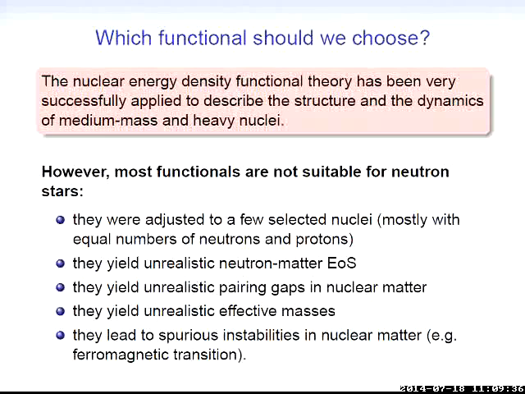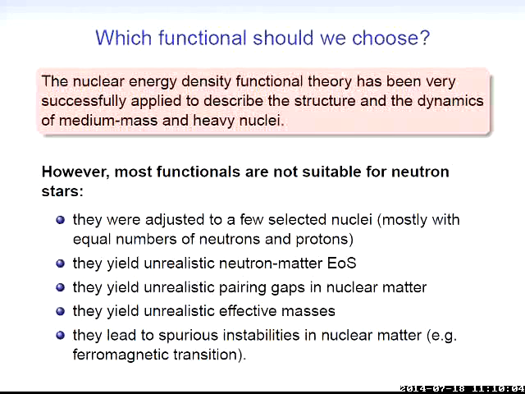So most of them were just fitted to very few nuclei, like oxygen, lead, just a few nuclei, and with equal numbers of neutrons and protons. So if you want to extrapolate to the neutron star crust, where you have very rich, neutron-rich nuclei, then it's not a very good idea to use these kinds of functionals.